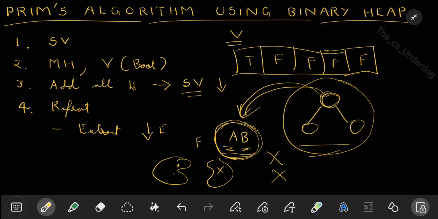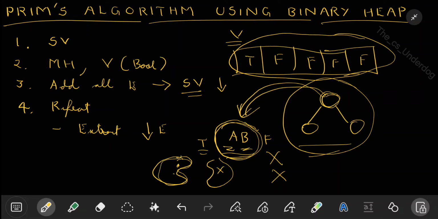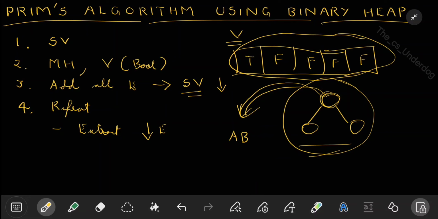But if it so happens that one of the vertices gives you the value true and the other vertex gives you the value false in the visited array, that means one vertex is part of the MST and the other vertex is not yet part of the MST, which means this is an edge crossing the cut and you have to add it to your minimum spanning tree. So considering that one vertex gives you true and the other gives you false, what should you do?